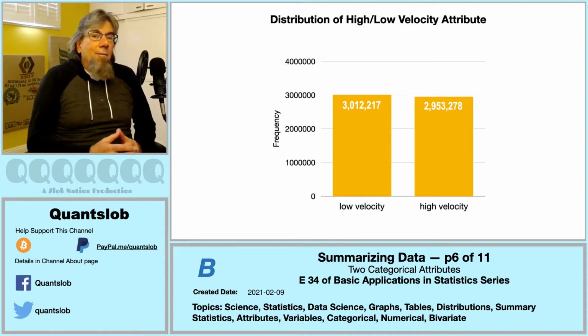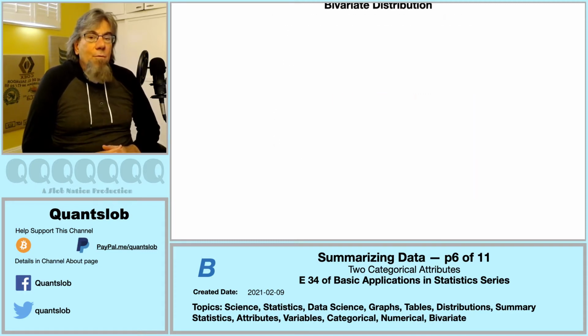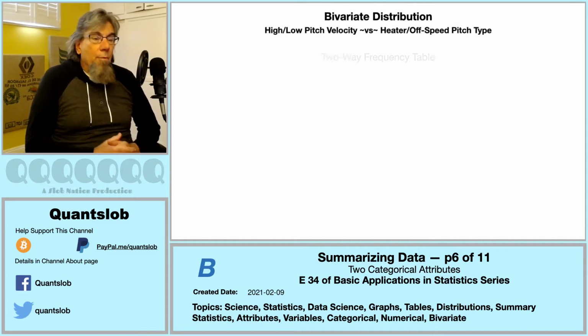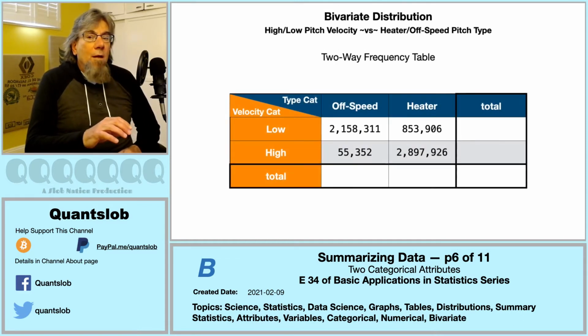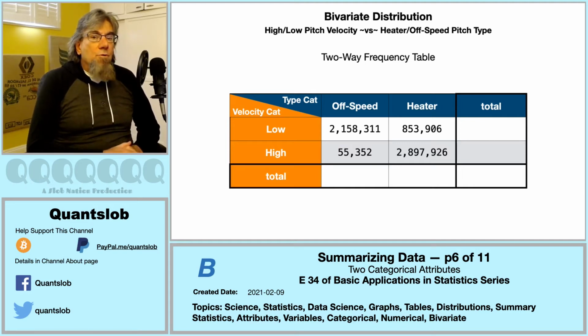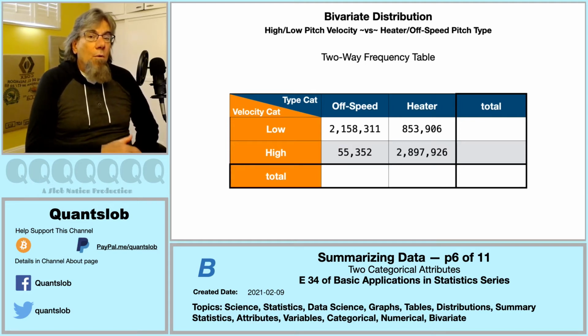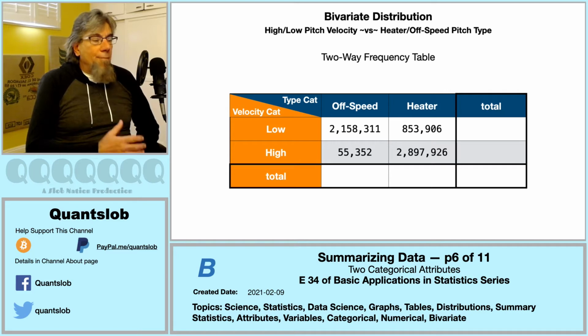Okay, so now for the big payoff. I know how much all of you enjoy a two-way frequency table, so here we go. A two-way frequency table, also known as a contingency table, shows the bivariate distribution of our new high-low velocity categorical attribute and our new heater off speed pitch type categorical attribute. Frequency tables are, I think, pretty straightforward. What you see is what you get.